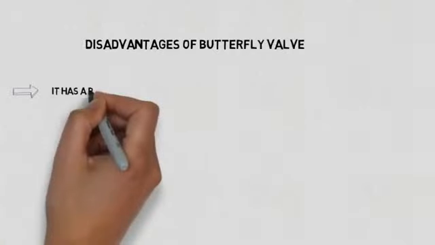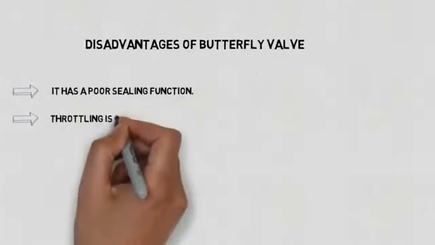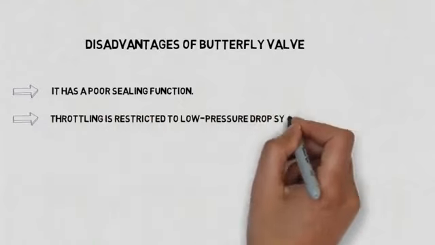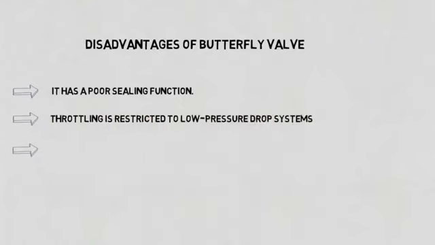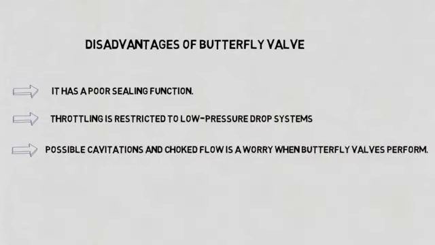Now let's talk about some disadvantages of butterfly valves. It has poor sealing function. Throttling is restricted to low pressure drop systems. Possible cavitation and choked flow are a worry when a butterfly valve is used.